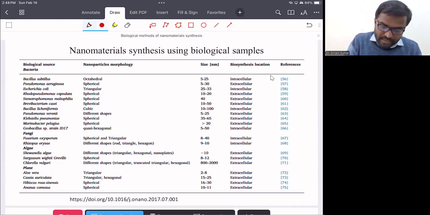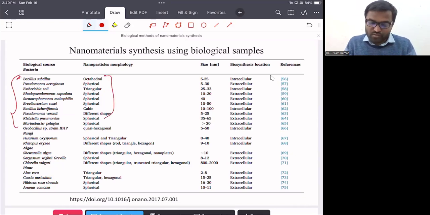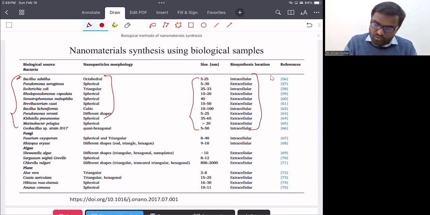So here, for example, if you use a different kind of bacteria, based on that we can control the morphology of the nanoparticle. We can also use a different kind of mechanism, maybe intracellular or extracellular, and based on that we will have a distribution over the particle size. For example, if you use E. coli, we will get triangular nanoparticles with a particle size of 10 to 20 nanometers, using the extracellular synthesis process.